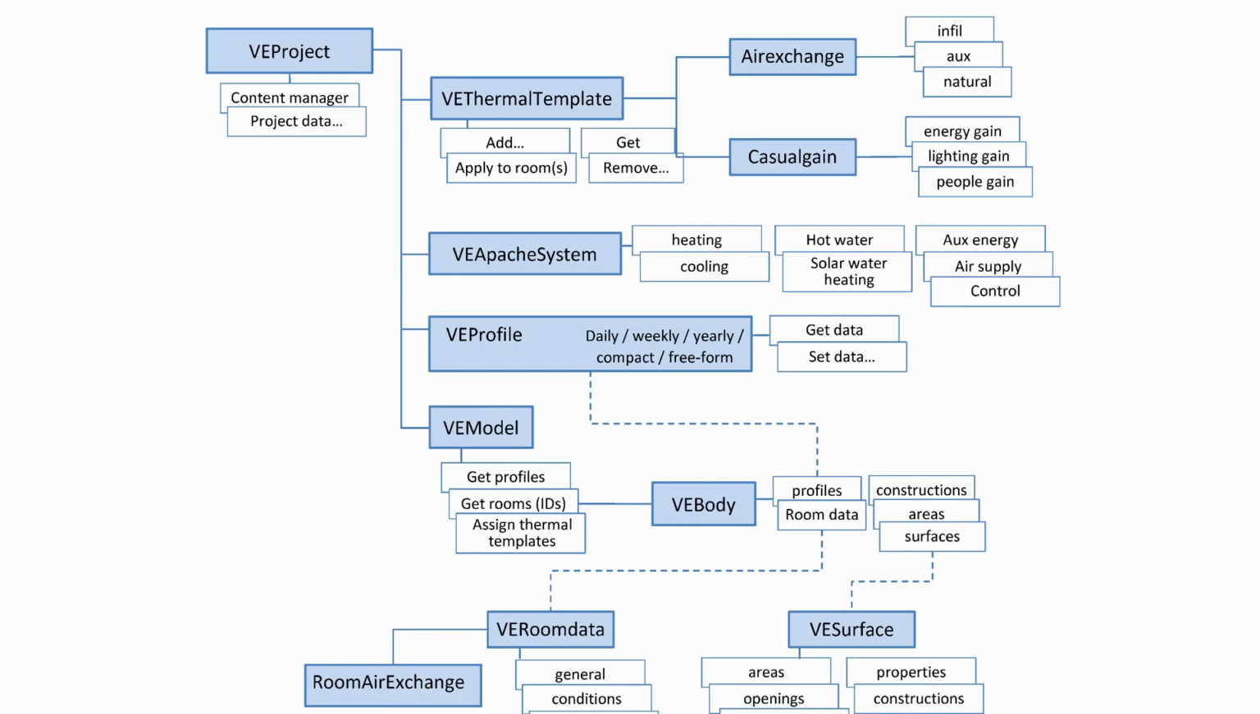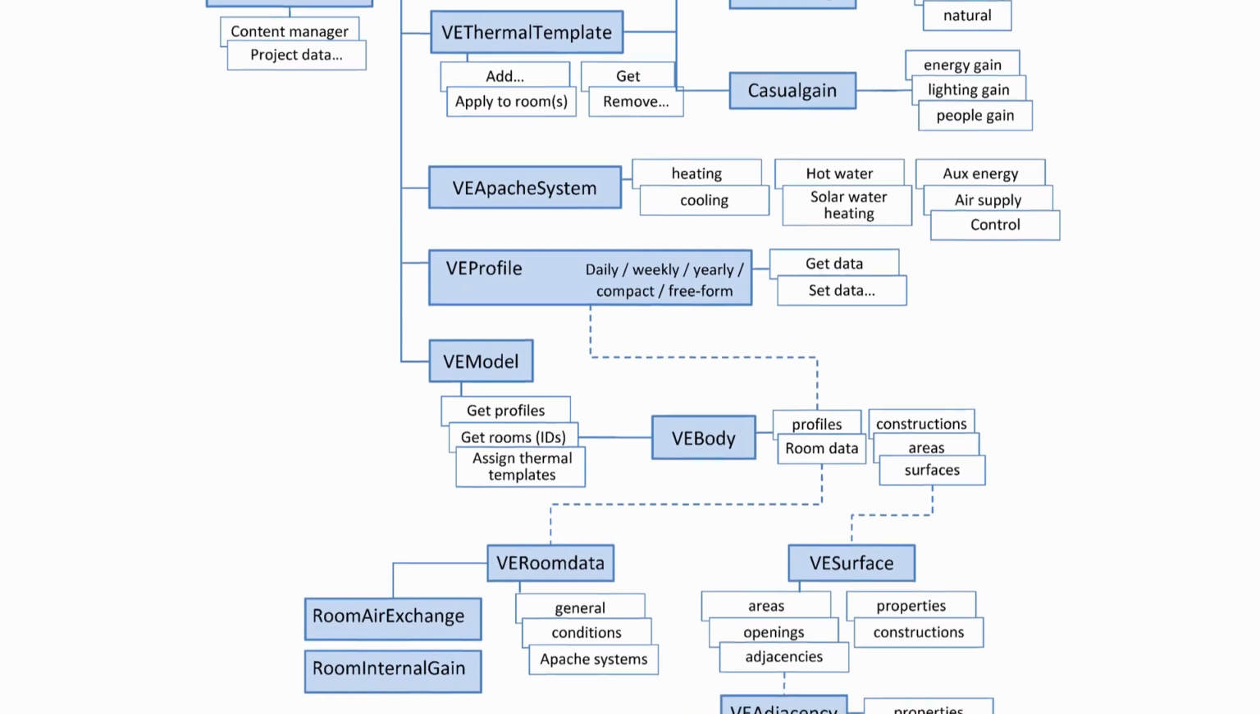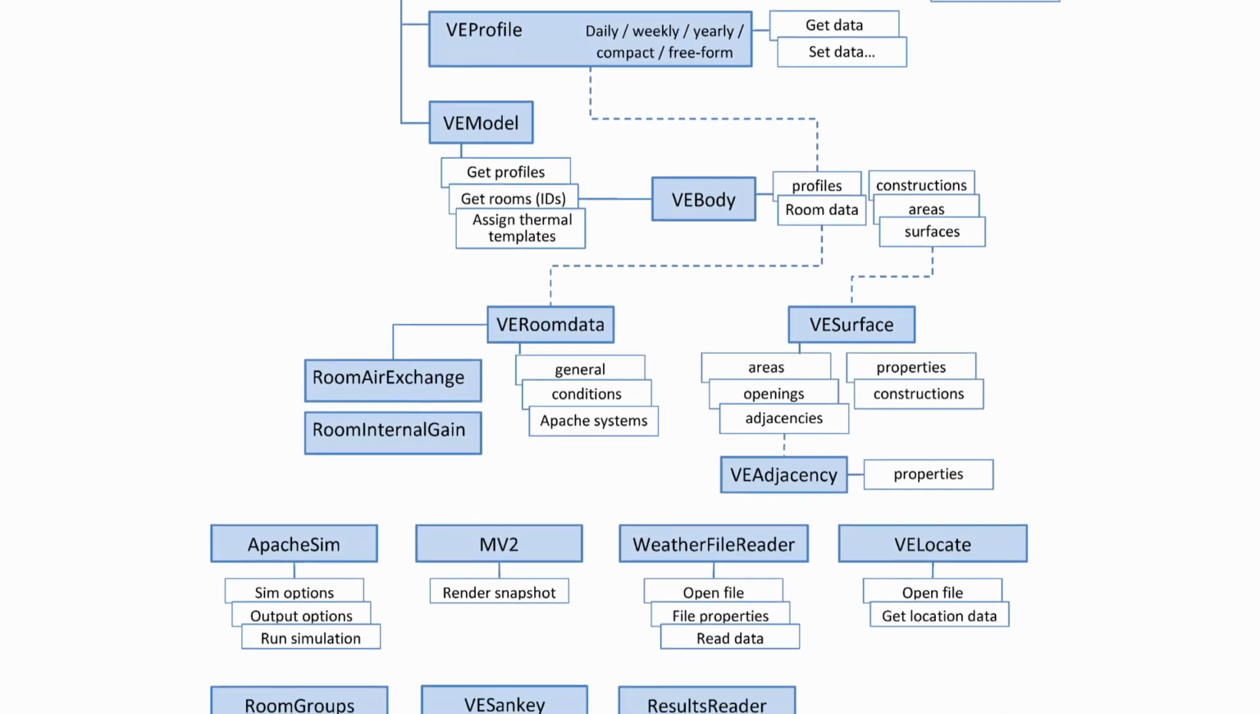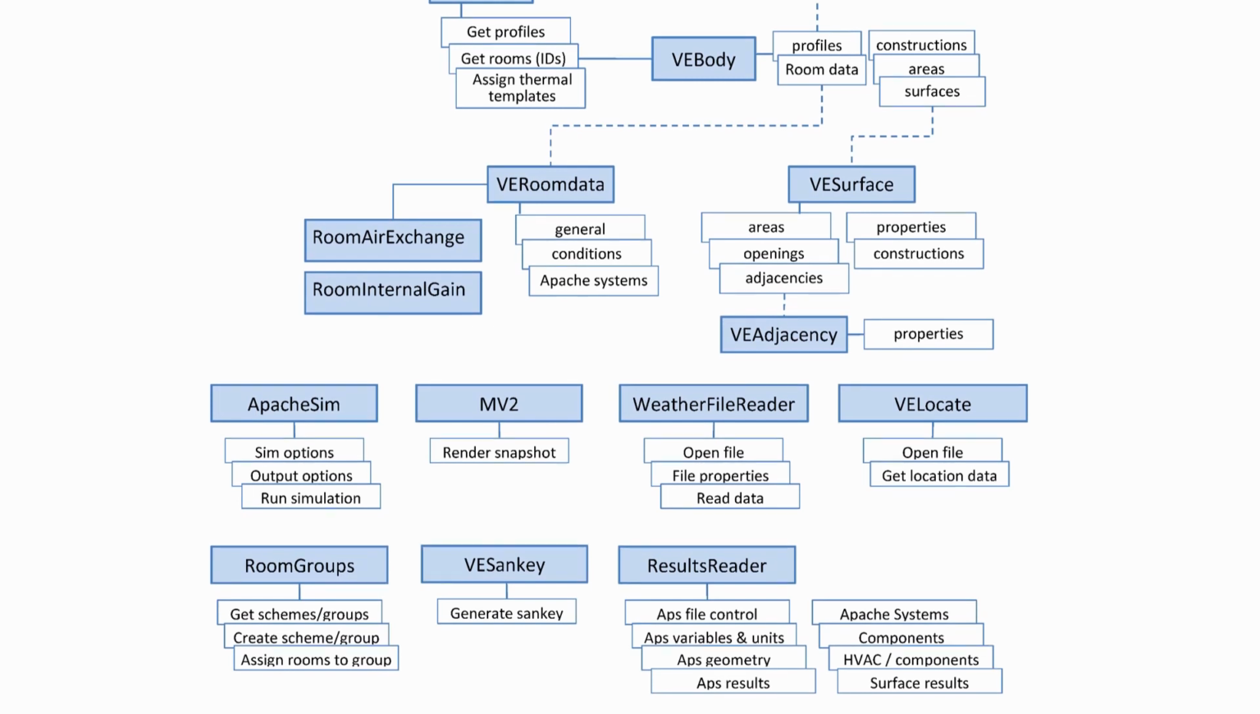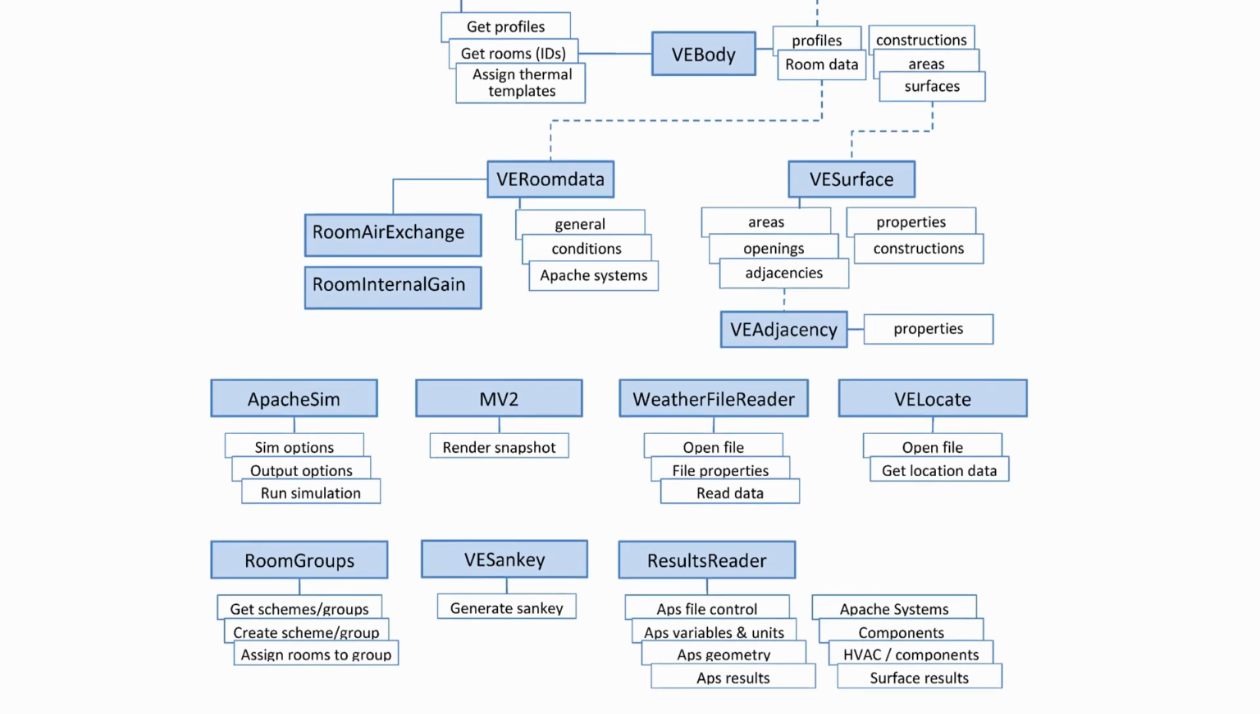The API allows users to write scripts that interact with the VE model and Vista results files. We'll use this interface to extract data from the model and simulation results files and write them into a format that can be uploaded and read by Compass.